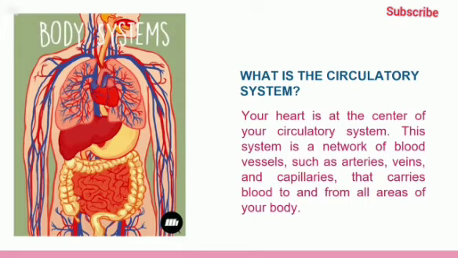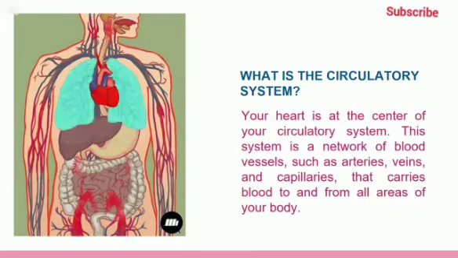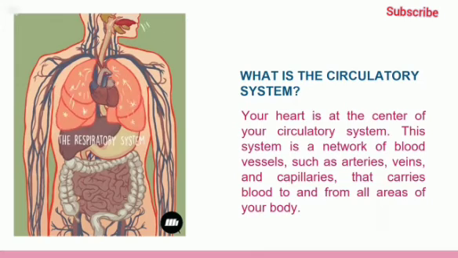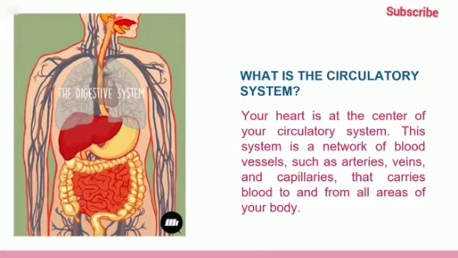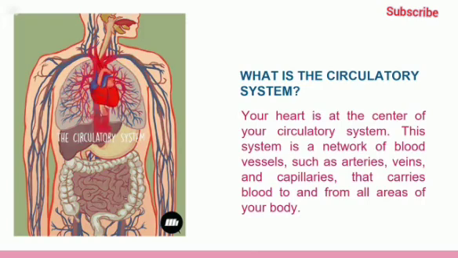In the previous class, if you remember, we looked at what the circulatory system is. Your heart lies at the center of your circulatory system. This system consists of a network of blood vessels such as arteries, veins, and capillaries. In this lesson, we will look at what these blood vessels are and how they can be divided into two types, the arteries and the veins.